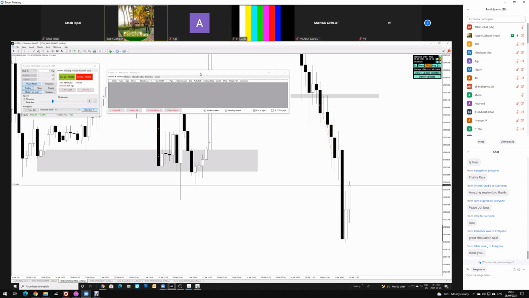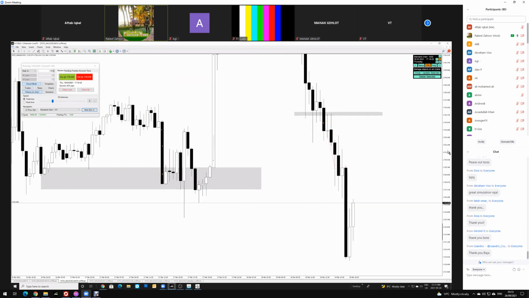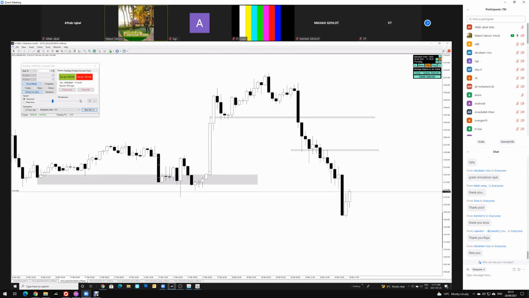I think this was a very, very good simulation over here. I kept things as realistic as I could. We risked around 2%. We risked 1%. We got around 8% profit so far. Pretty decent, I would say.